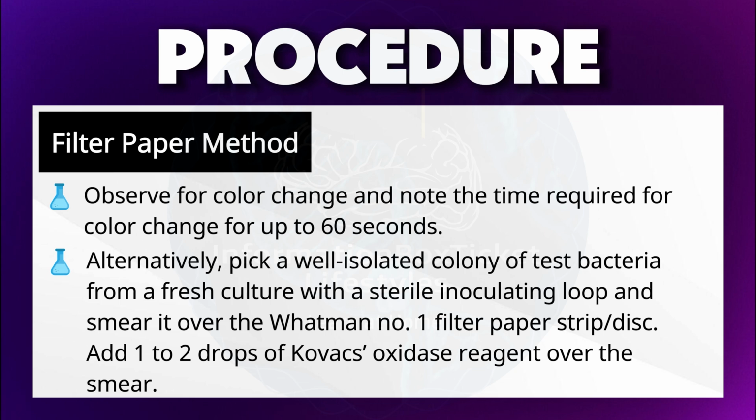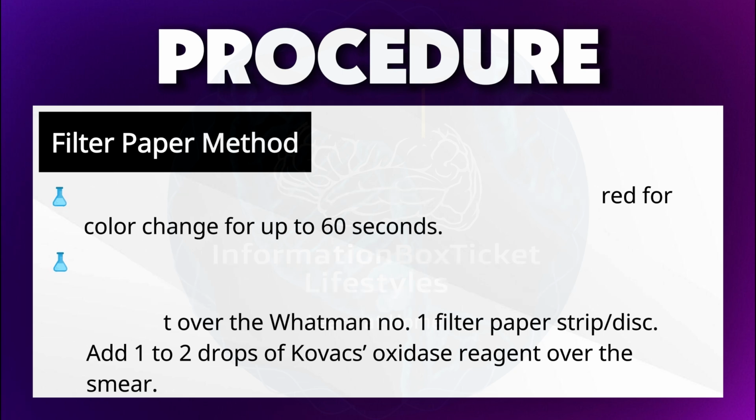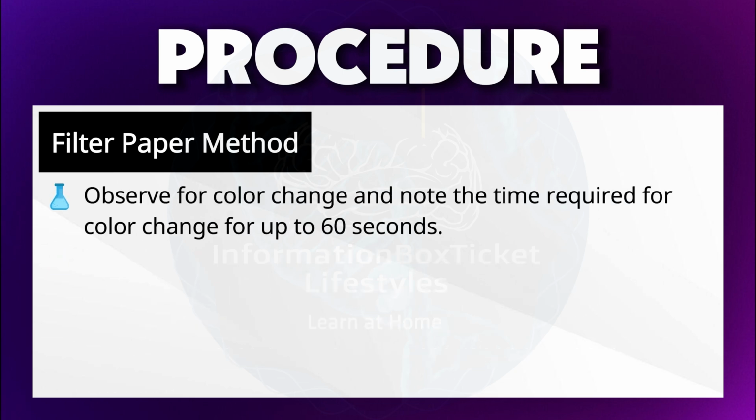1 filter paper strip disc. Add 1 to 2 drops of Kovacs oxidase reagent over the smear. Observe for color change and note the time required for color change for up to 60 seconds.